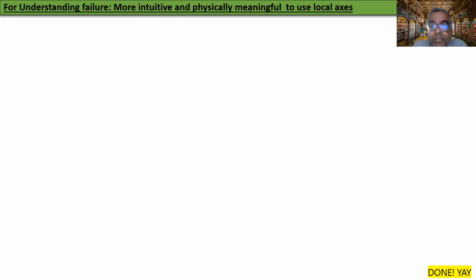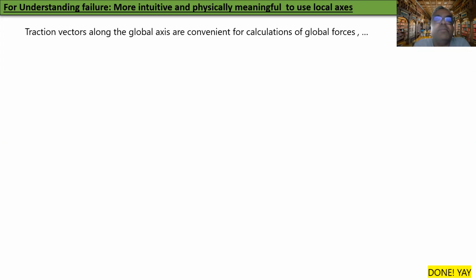One last item. All of this was to get your finite element package to understand what you're trying to do. The real deal for you is to design something that will not fail. For that, you have to use what is called local axis to get more physically meaningful results. All we did up to now was using everything with global axis, that is XYZ axis. But you really have to look at what is happening parallel and perpendicular to the surface.